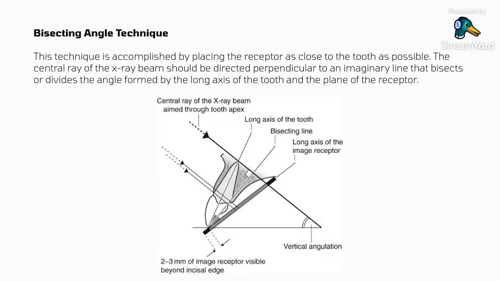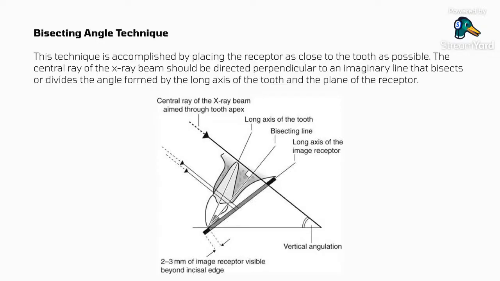This technique is accomplished by placing the receptor as close to the tooth as possible. This means that you will tilt the sensor. The central rays of the X-ray beam should be directed perpendicular to an imaginary line. Here you are imagining things. You have an idea about what is going on, and this is how you should perhaps take it. There is no specific indicator for you like a cone indicator.